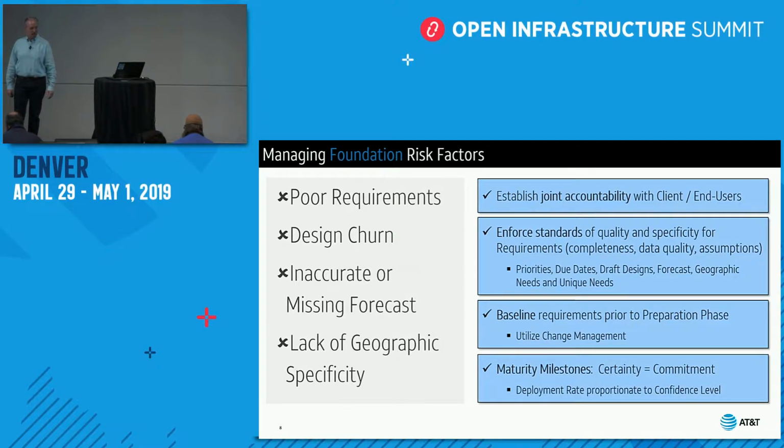And then set maturity milestones, what I call maturity milestones. Basically, certainty equals commitment. So the more confidence that you have in your deployment and infrastructure deployment plan, the faster you can go. The more you feel like it's stabilized, the faster you can go. And so set milestones for yourselves that allow you to put in checkpoints along the way. Less mature, go slower. More mature, go faster. And that's a really easy way, setting those milestones and those decision gates, if you will, to managing your risk as you scale up.